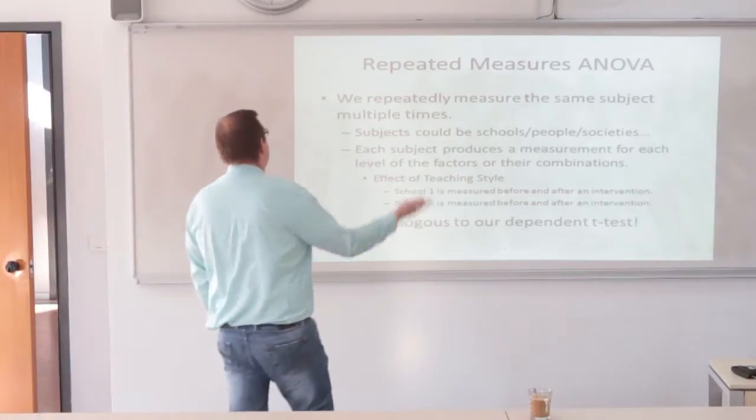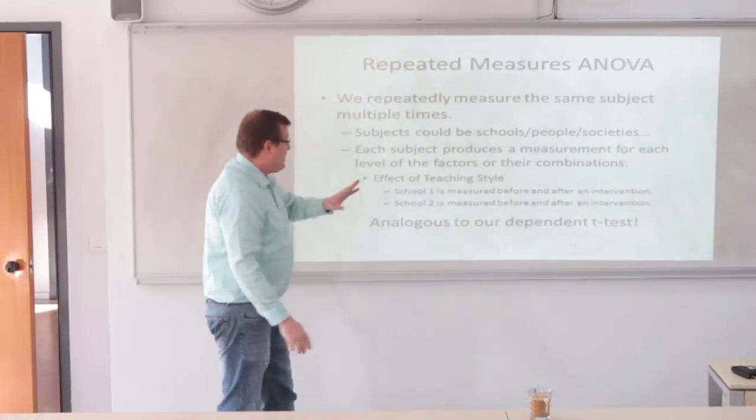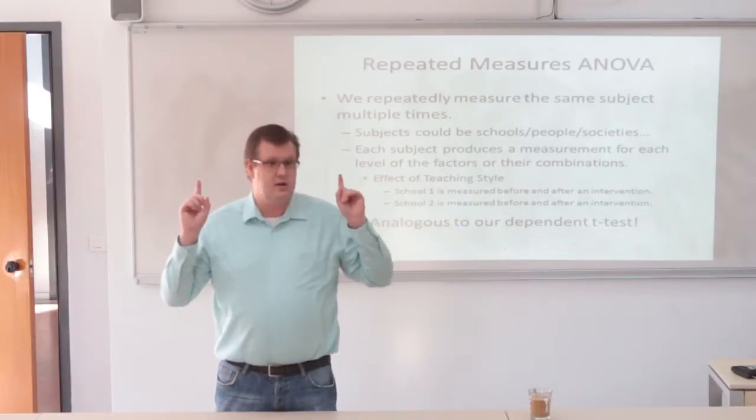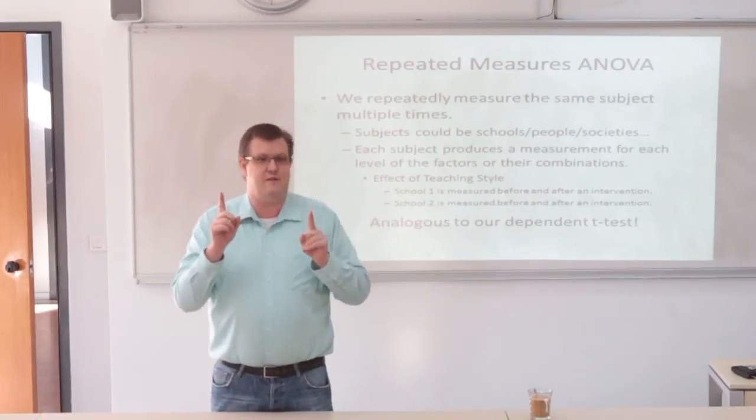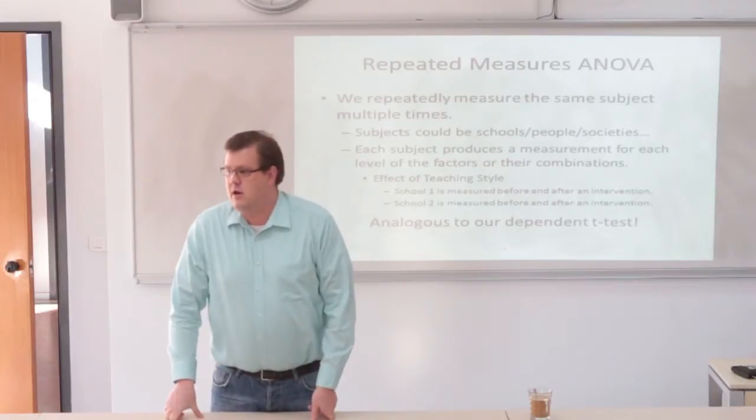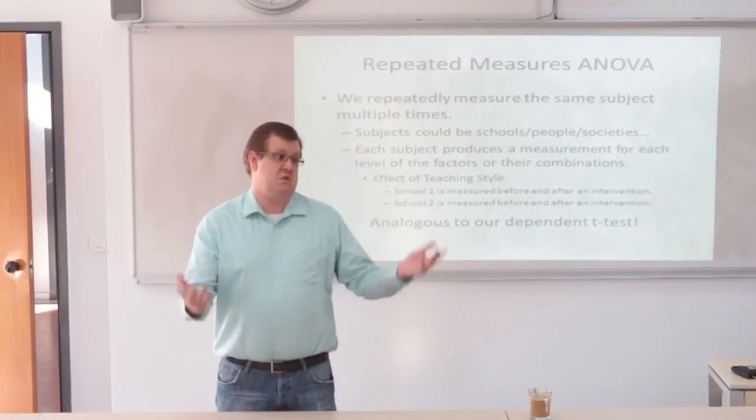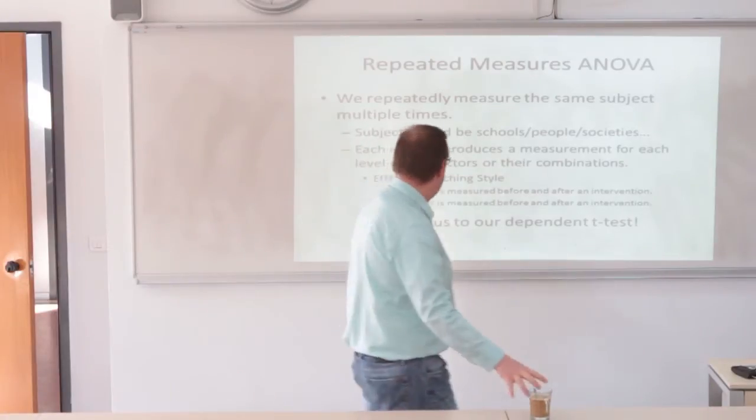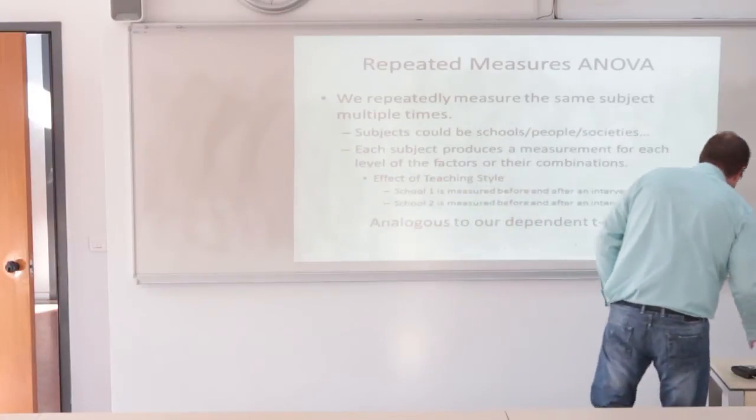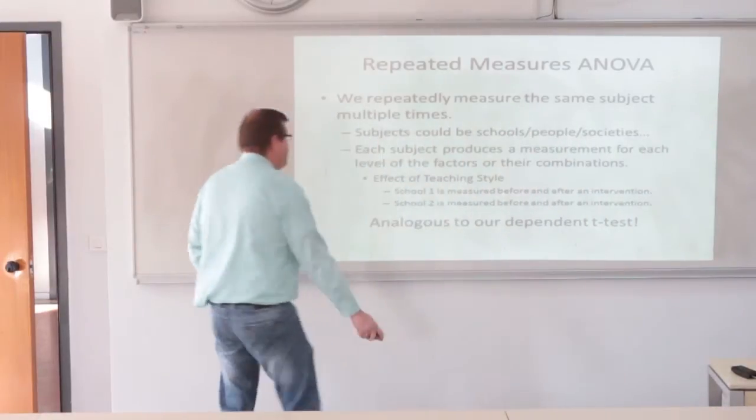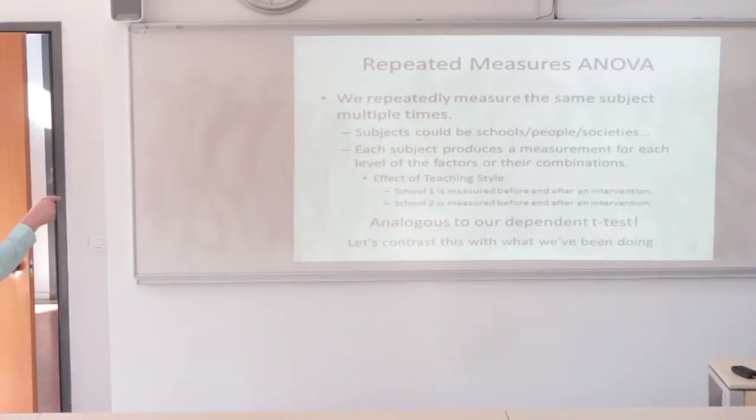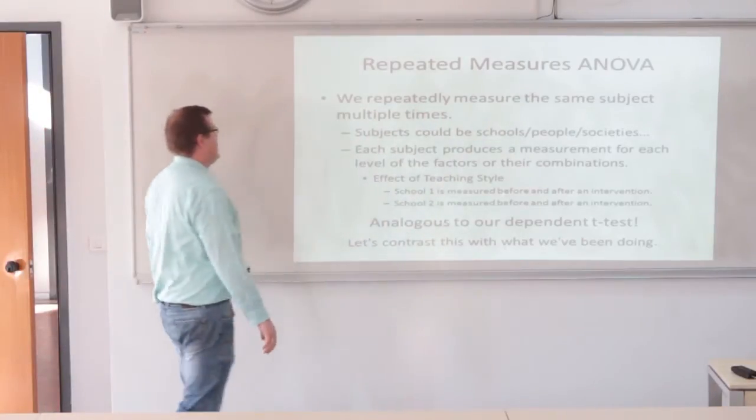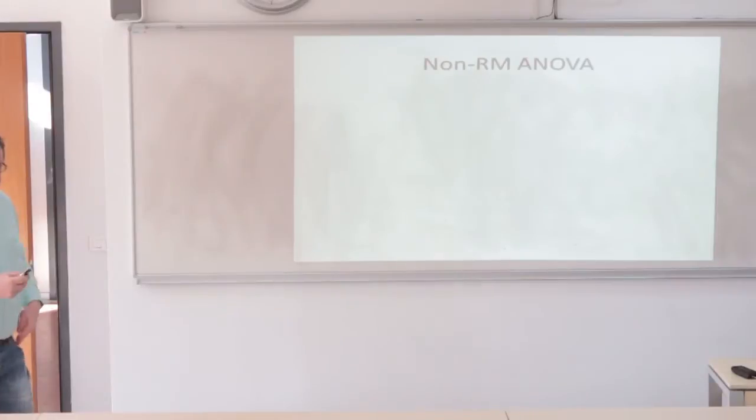Now the cool thing about the repeated measures ANOVA, unlike the dependent t-test, is that the dependent t-test is limited to two levels of a single factor. With ANOVA, we can have as many factors as we want, with as many levels as we want. So this will allow us to answer potentially more interesting questions. Okay, so let's contrast this, the repeated measurements of the same subject multiple times, with what we've been doing.